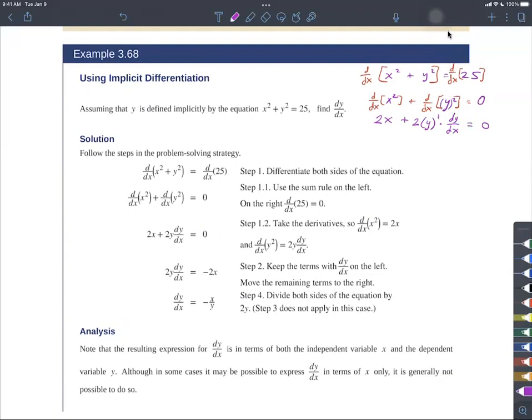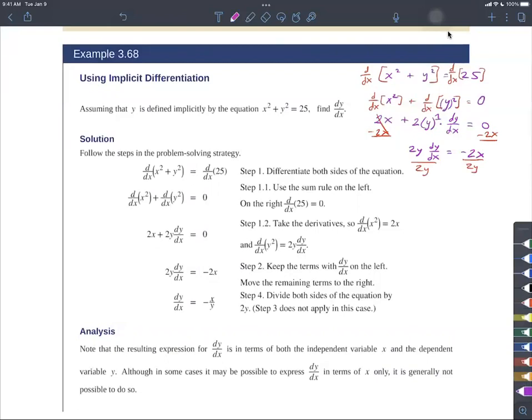And notice, now we have one term with dy/dx in it. That is the derivative of y that we're looking for. The other, that's a 1 there. And so now we can just solve for dy/dx. Let's go ahead and subtract 2x. And so we get 2y dy/dx is equal to negative 2x. And then we divide both sides by 2y.